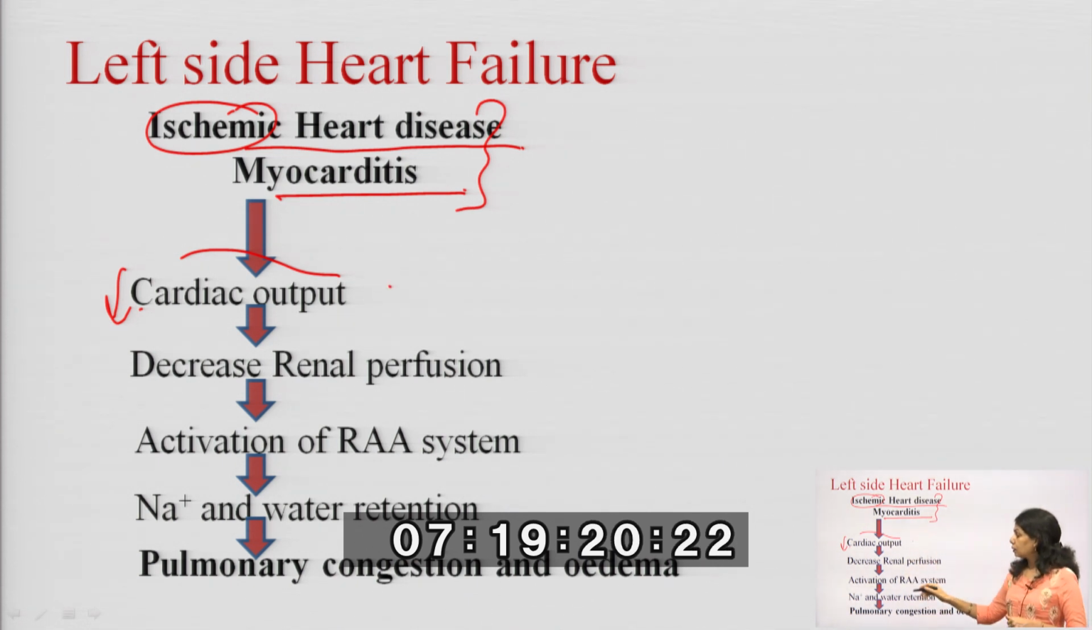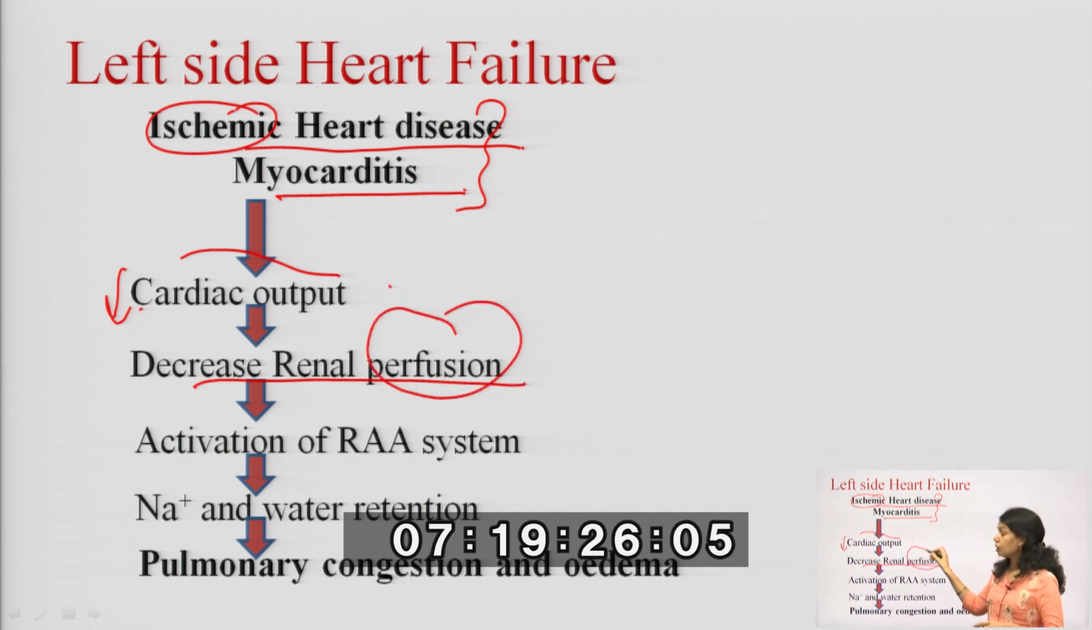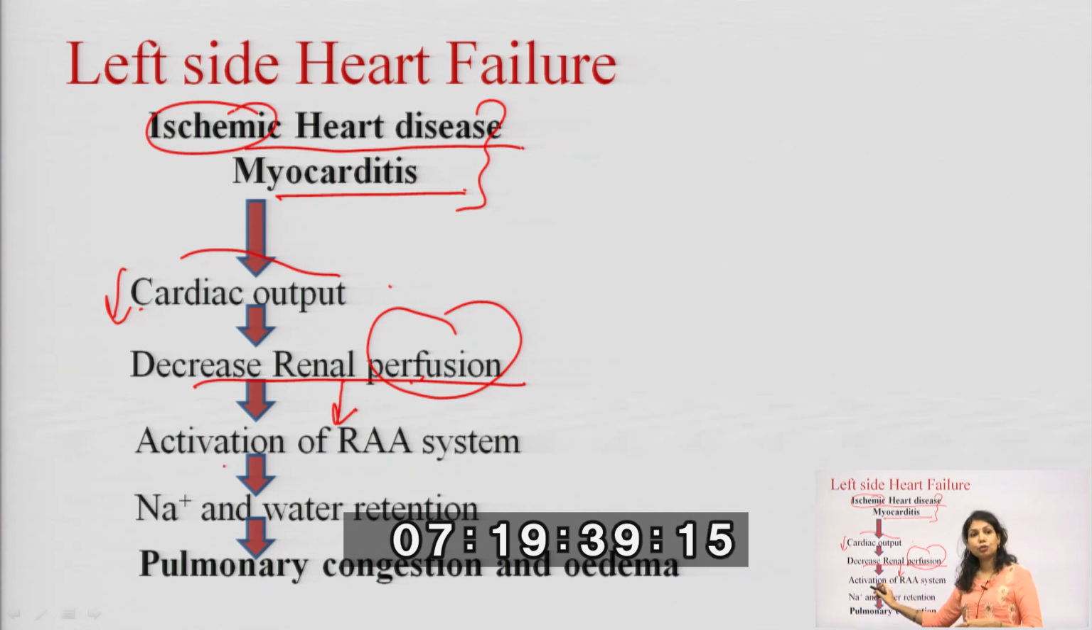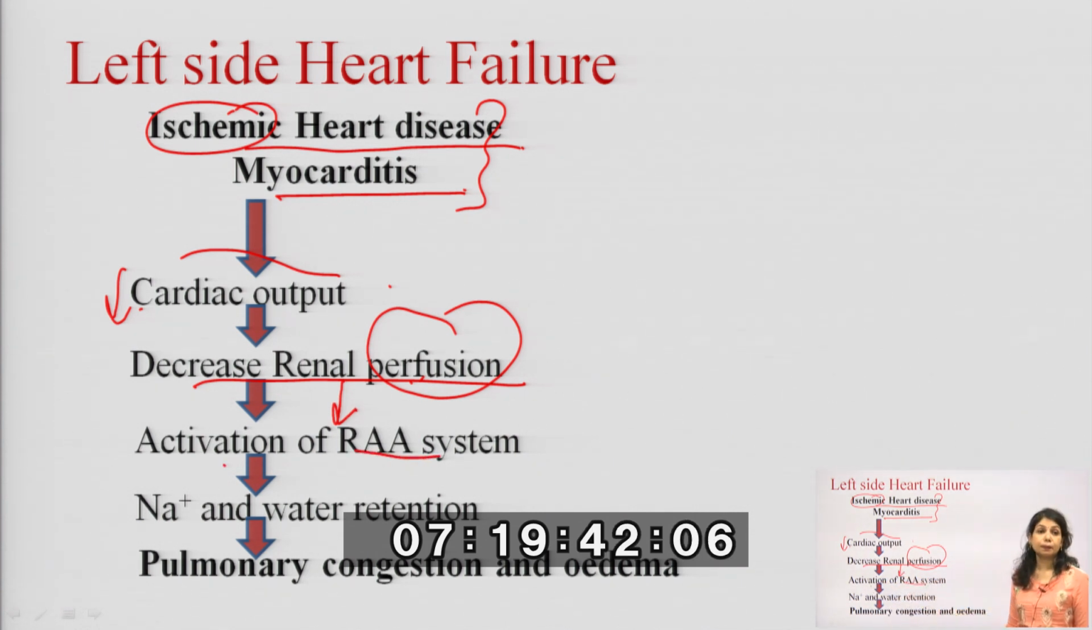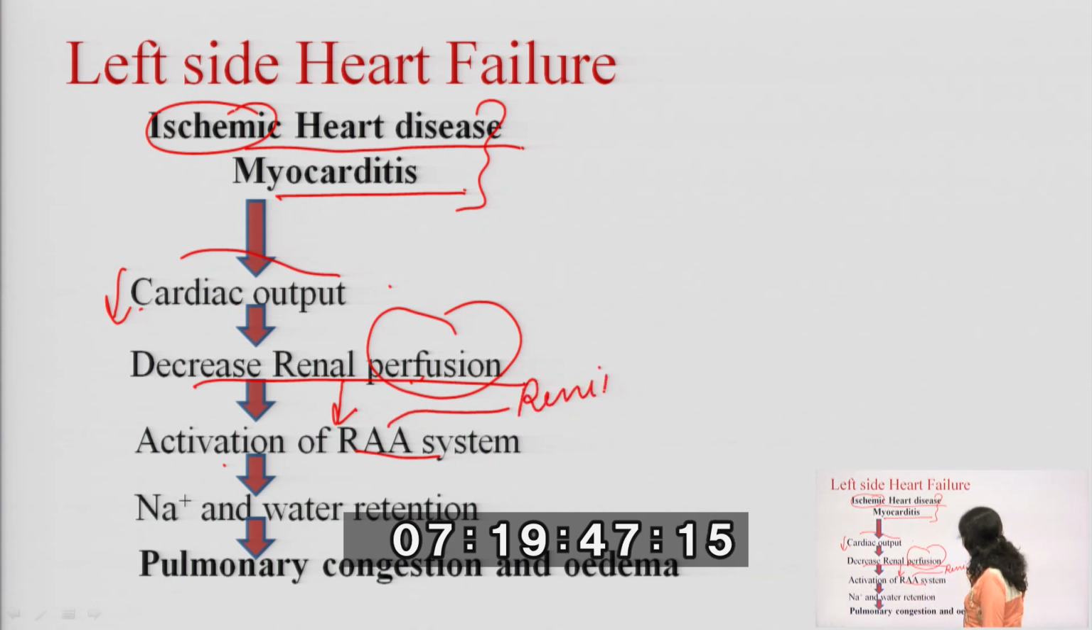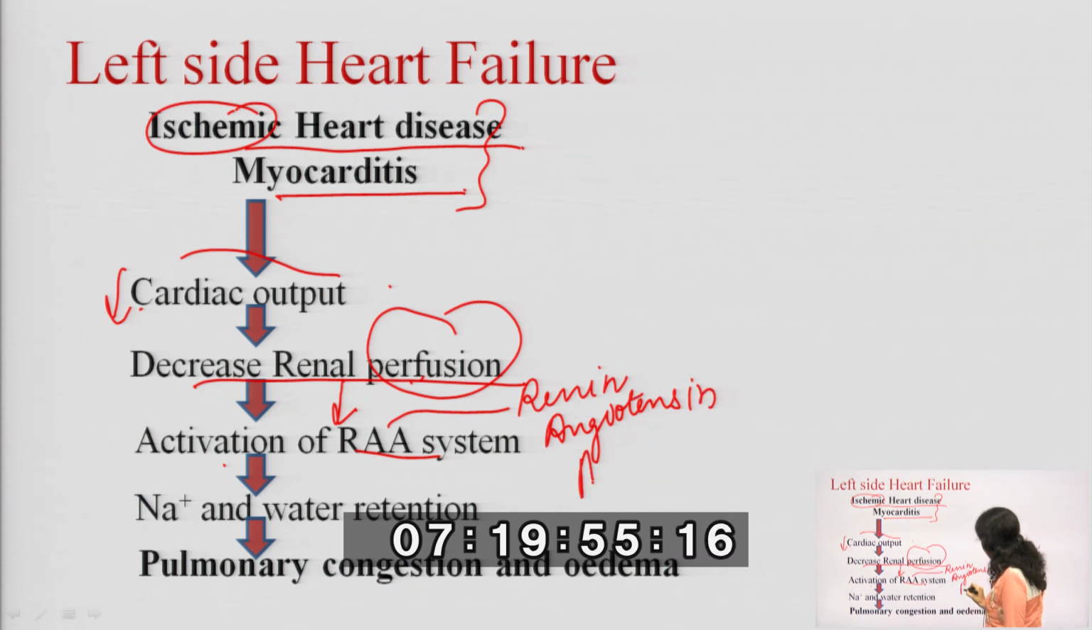What will happen then? There is decreased renal perfusion. Perfusion means the flow of blood. The flow of blood to the kidney will decrease. So, decreased renal perfusion is there, and what does this cause? It causes activation of the RAA system. What is this RAA system? It is the renin angiotensin activating system.